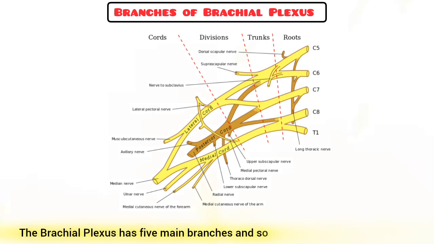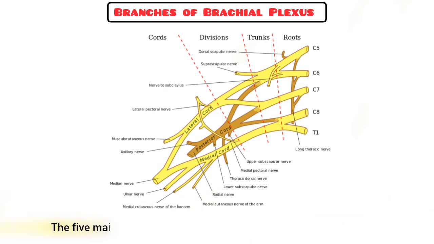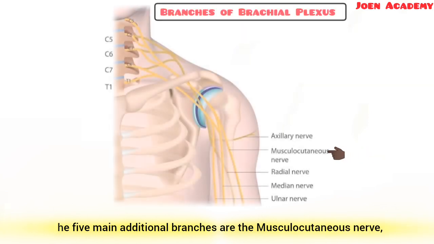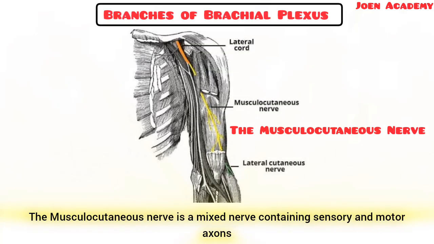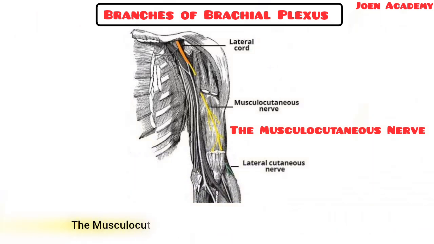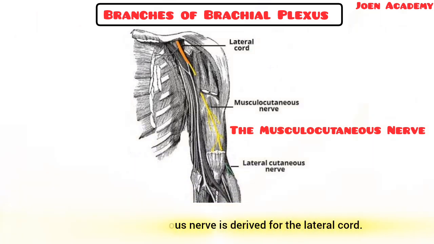The brachial plexus has 5 main branches and some other additional branches. The 5 main branches are the musculocutaneous nerve, the ulnar nerve, the median nerve, the axillary nerve, and the radial nerve. The musculocutaneous nerve is a mixed nerve containing sensory and motor axons. The musculocutaneous nerve is derived from the lateral cord.